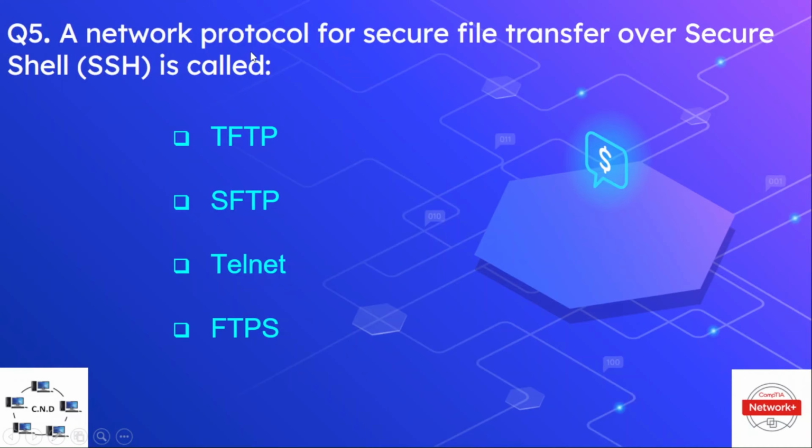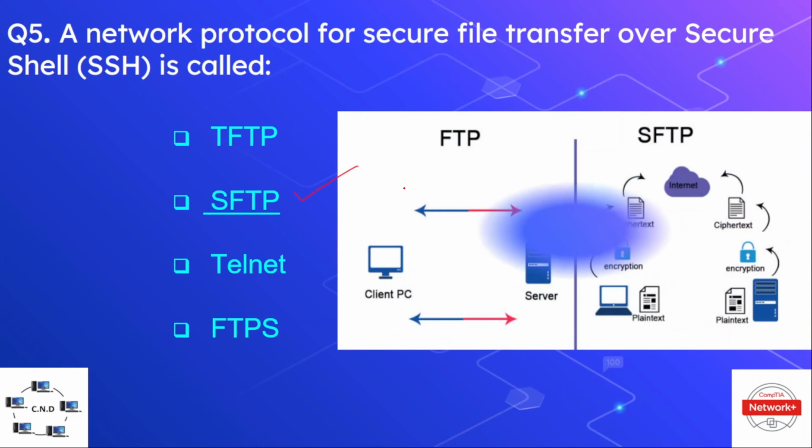And question number 5 is that a network protocol for secure file transfer over secure shell, that is SSH, is called, and the options are TFTP, SFTP, Telnet, and FTPS. So we studied the FTP file transfer protocol in the previous question. Now we are talking about the secure file transfer. So the secure file exchange is done through the SFTP, that is secure file transfer protocol.